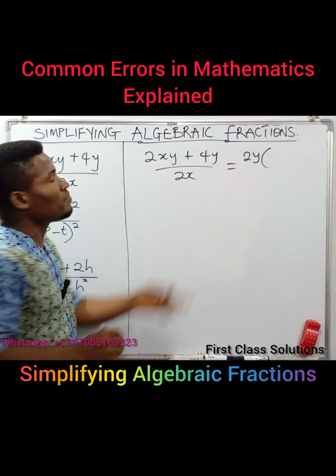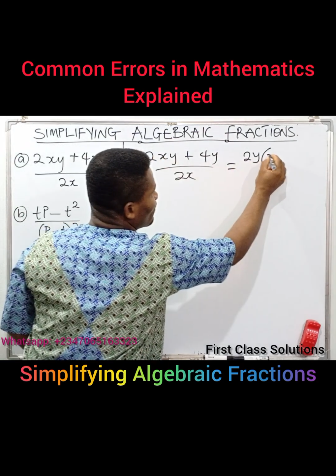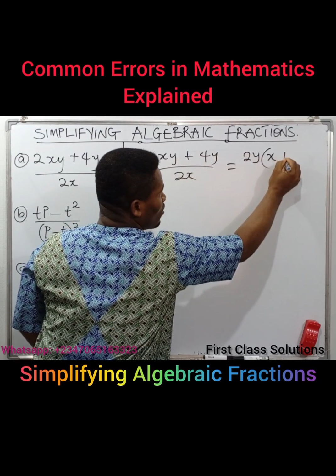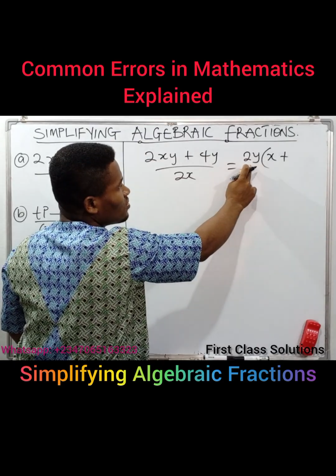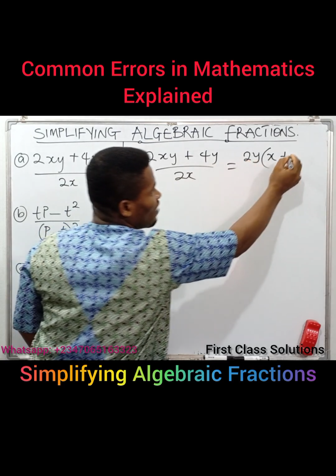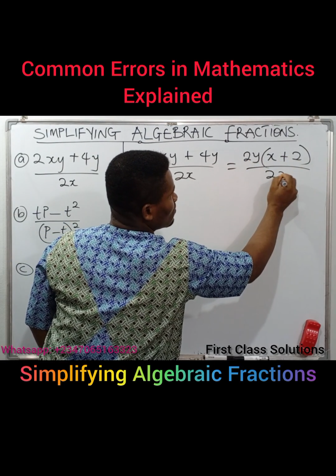Then the rest will be in the brackets, where after taking 2y, x is left. We have x, you bring your plus 4y divided by 2y. y cancels y. 4 divided by 2, you have 2. All over 2x.